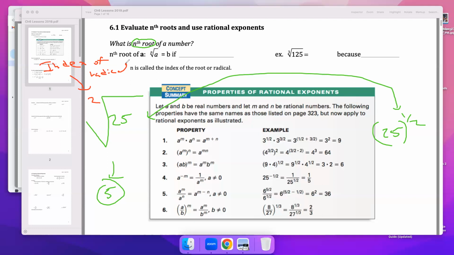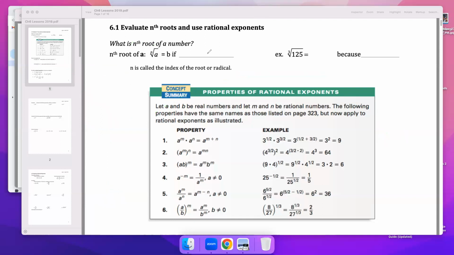They're interchangeable. So when you see something like this, the nth root of a number, it's like saying a to the 1/n power, just so you know. It's the same exact thing. And n is called the index of the root or radical.